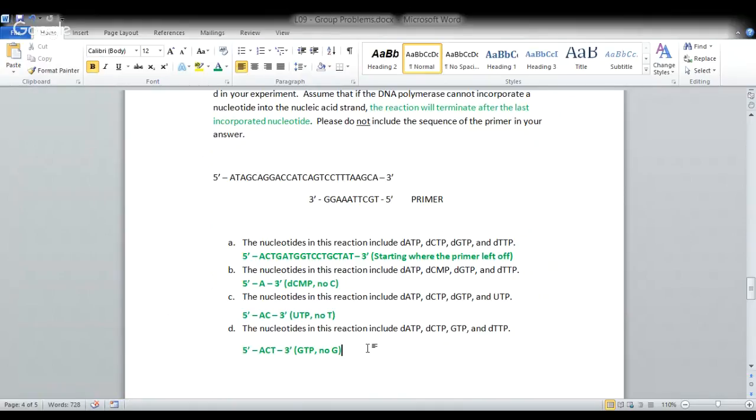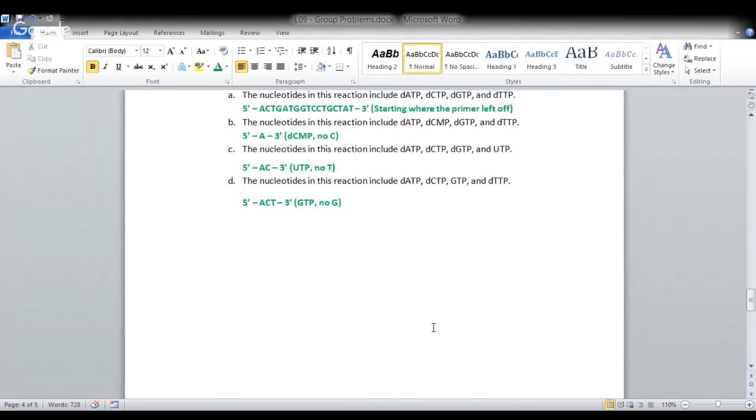For D, the different one is GTP, so we know there's going to be no G or guanine. Once again, we start where our primer left off, so we're going to have ACT. Then right here where this C is, we need a G, but we're not going to get it. So it's going to shut off right here, and we just get 5' ACT 3'. So that's how we're going to do number 4.